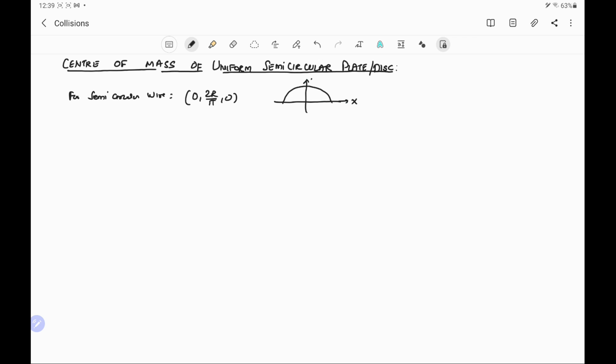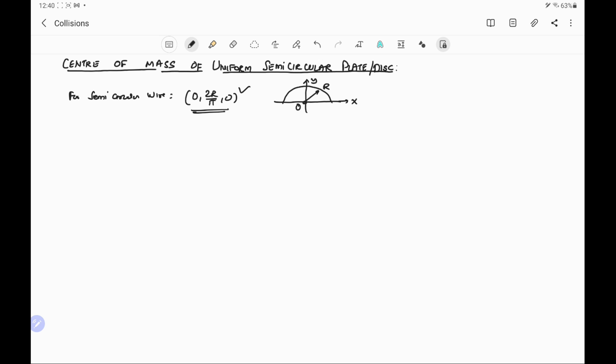This is the x-axis, this is the y-axis, the radius of the wire is r, and this is the center of the circle, which is at the origin. Then its center of mass is (0, 2r/π, 0). That means the center of mass lies along the y-axis. Now we have to find the center of mass of a semicircular plate.